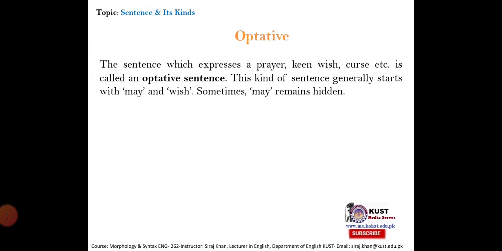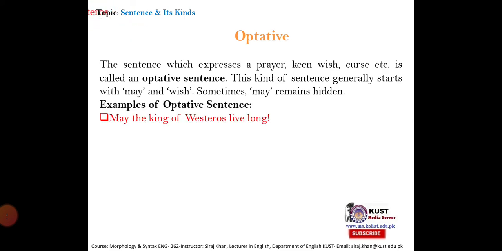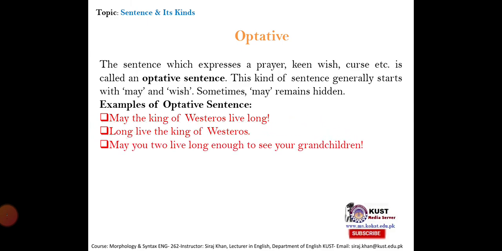Optative sentences. The sentence which expresses a prayer, keen wish, curse, etc. is called an optative sentence. This kind of sentence generally starts with may and wish. Sometimes may remains hidden, like may the king of Westeros live long. Long live the king of Westeros. We don't have a may here. May you too live long enough to see your grandchildren.